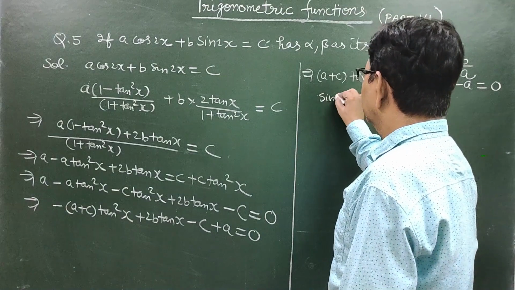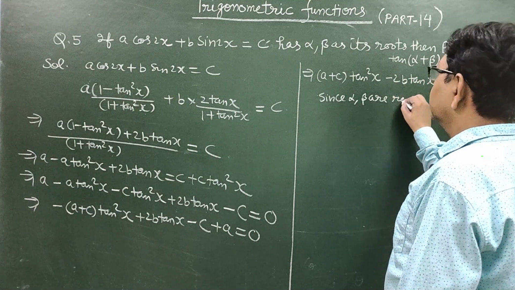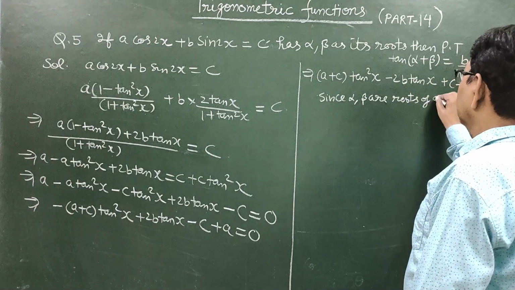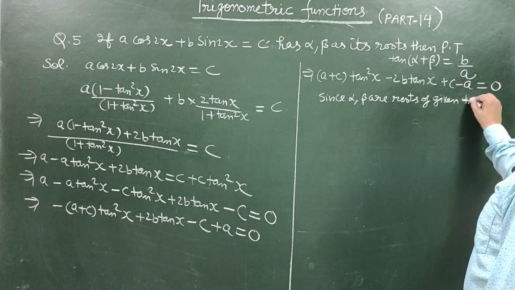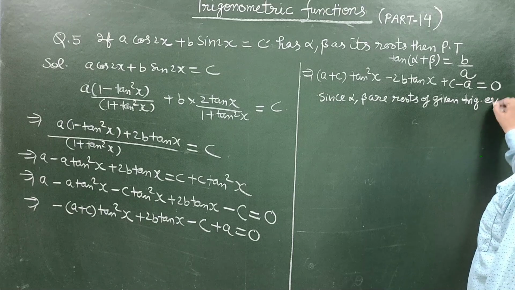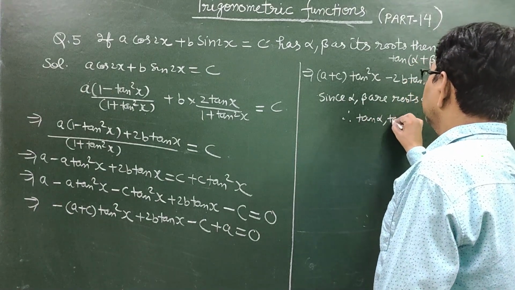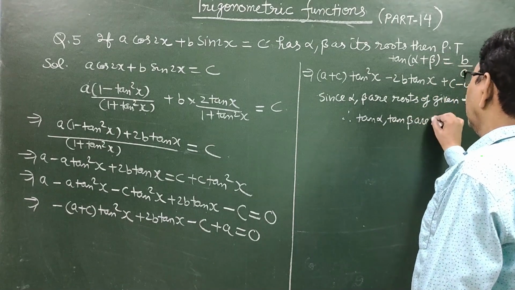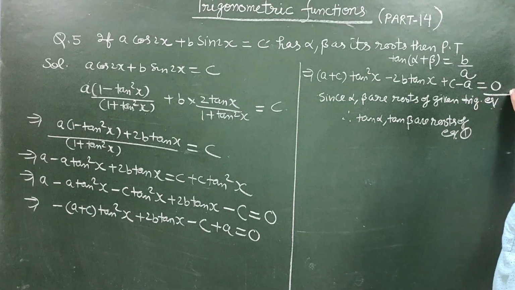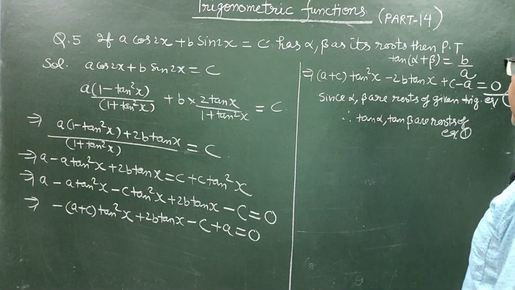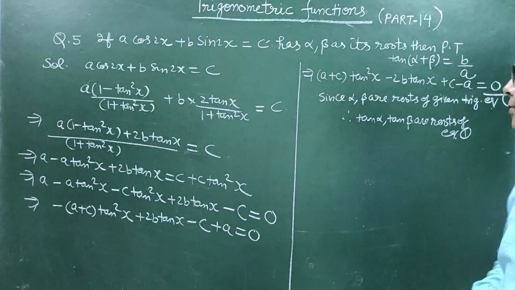since alpha, beta are roots of the given trigonometric equation, therefore tan alpha, tan beta are roots of equation first. This is our equation first. Its roots are tan alpha and tan beta, two values of tan x.